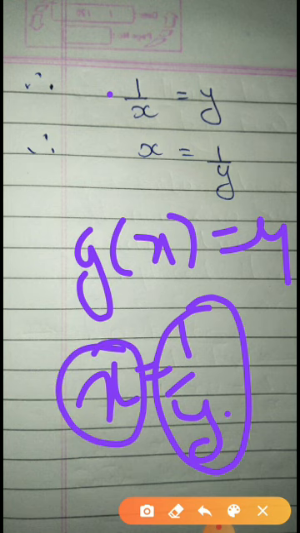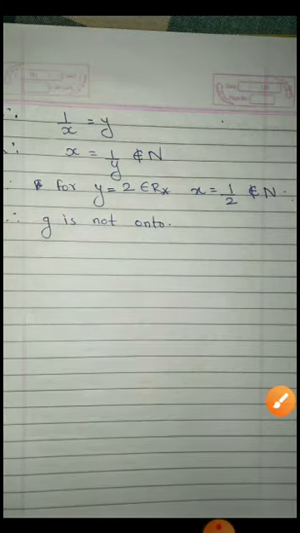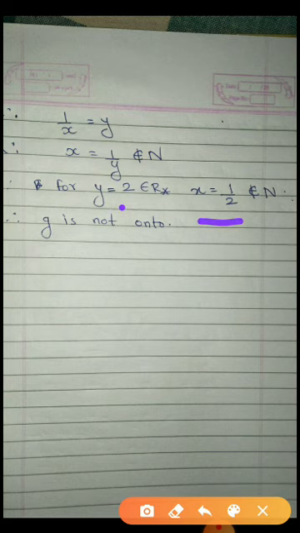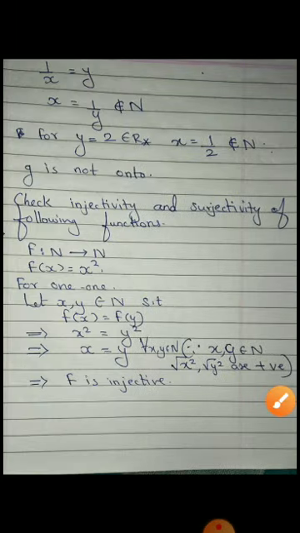But what was my domain? My domain was natural numbers. So will this element always be a natural number? No, it won't be a natural number. So it does not belong to N, since if I take y as 2, my x will be 1 by 2, which is not a natural number, and hence it won't be an onto function.